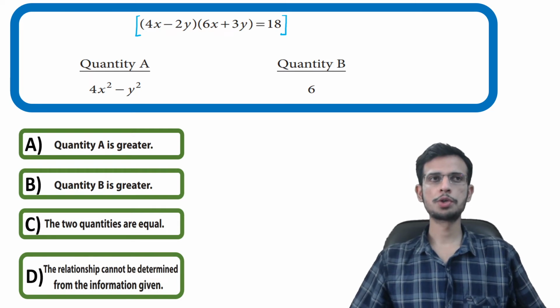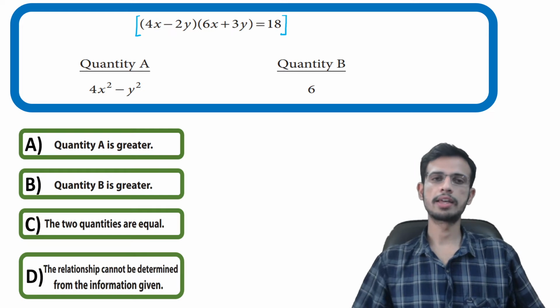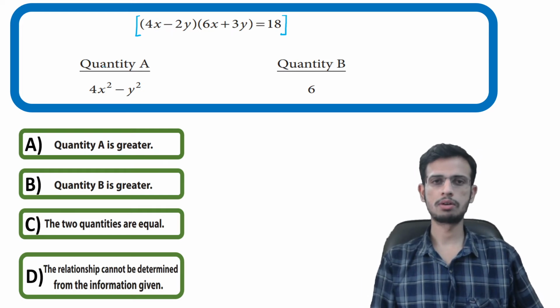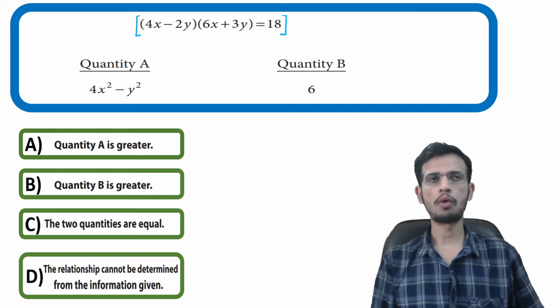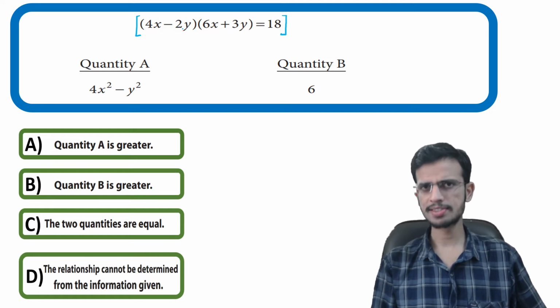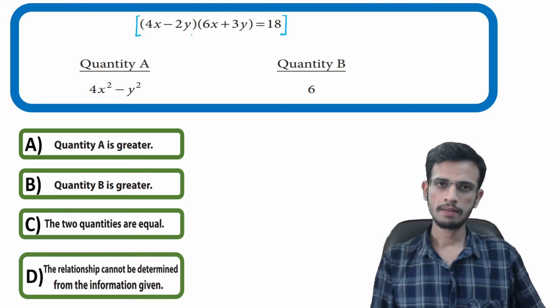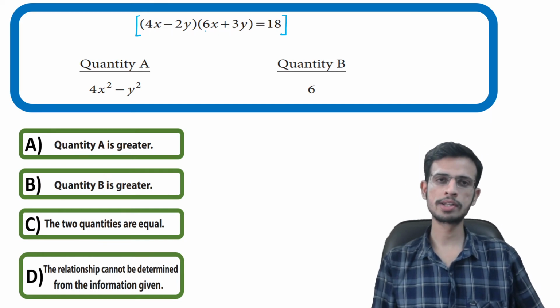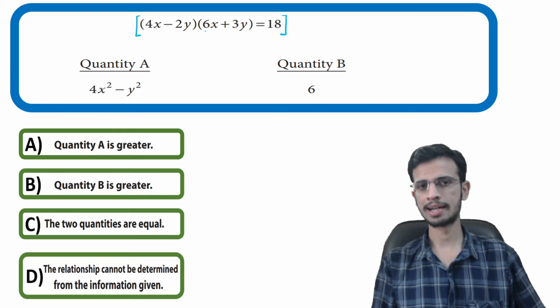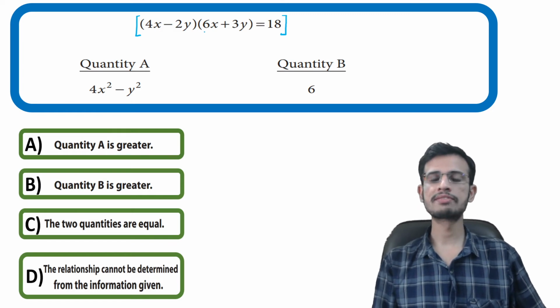Some of you will think, sir, if you want to get the value of quantity A, then we have to find x and y both, and to find x and y we need two equations. But here we are given only one equation. So some of you will think, sir, we cannot get quantity A, so the relationship cannot be determined from the information given.